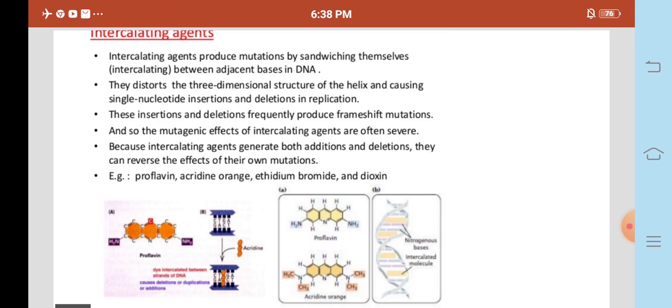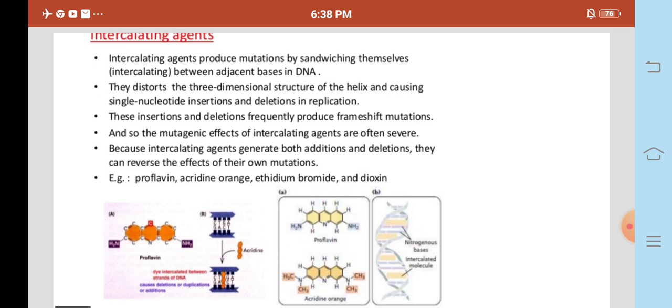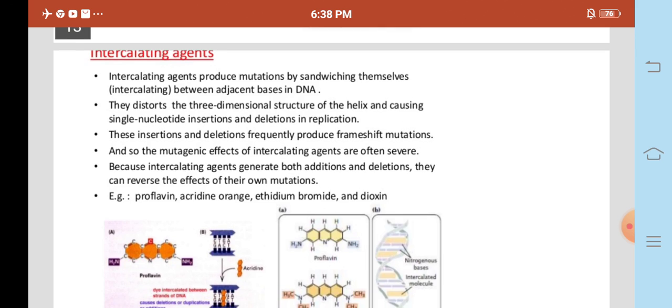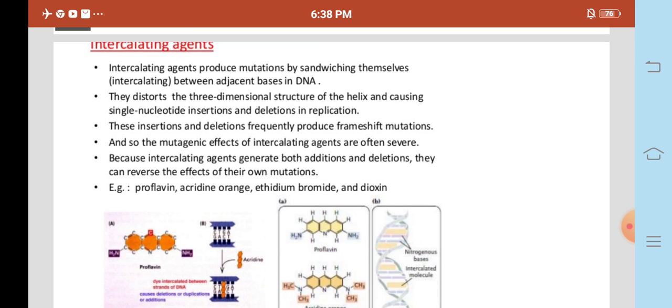Because intercalating agents generate both additions and deletions, they can reverse the effect of their own mutations. Examples: proflavin, acridine orange, ethidium bromide and dioxin. These are examples of intercalating agents.